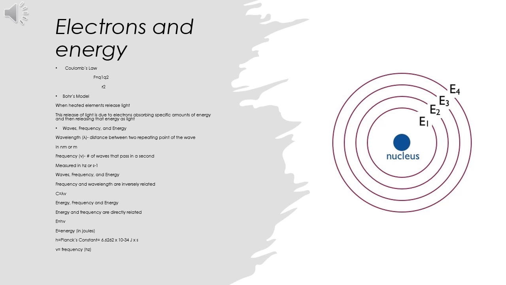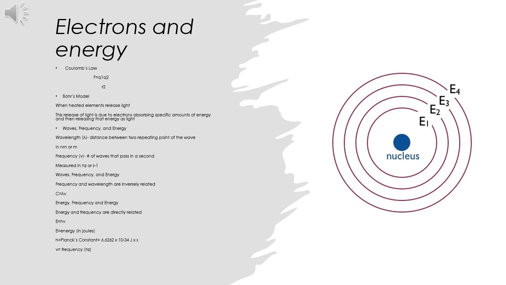The release of light is due to electrons absorbing specific amounts of energy and then releasing that energy as light. We then can look at wavelength, which is the difference between two repeating points on the wave. It's often measured in nanometers or meters. Frequency, or v, is the number of waves that pass in a second. It's measured in hertz or per second.